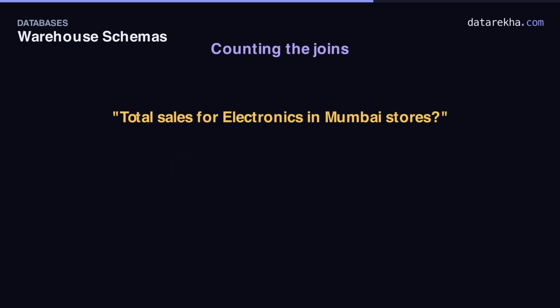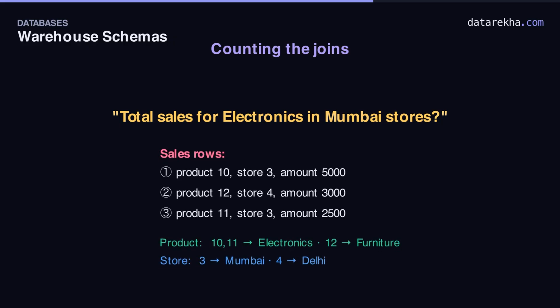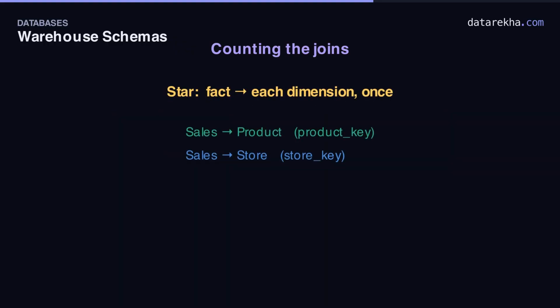Let's make that concrete. Same question, both schemas. Total sales for electronics in Mumbai stores. We'll count the joins each needs, then compute the answer. Here's a little sample data, 3 sales rows and the lookups. Products 10 and 11 are electronics. 12 is furniture. Store 3 is Mumbai. Store 4 is Delhi. Take the star first.